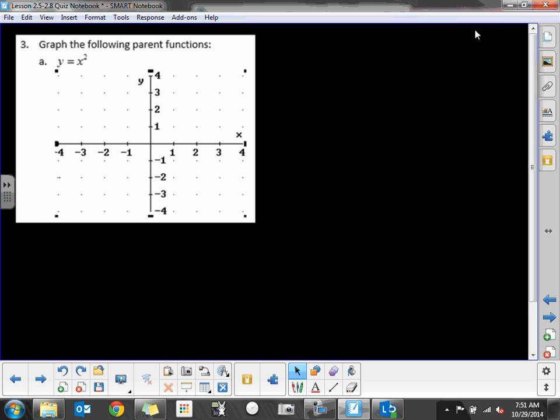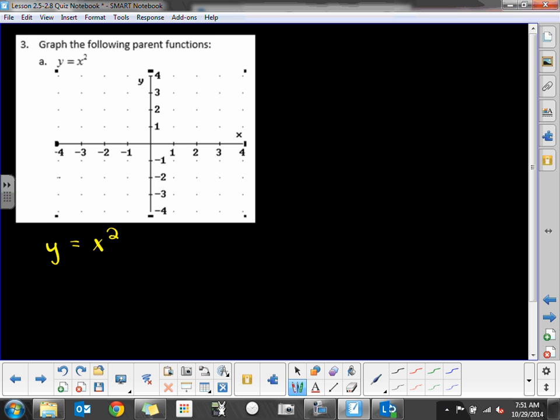In question 3, I had you graph a couple of the parent functions. The parent functions were constant, the identity, the quadratic, the absolute value, and the greatest integer function. The one that I asked you to graph on this one was y equals x squared, which is a parabolic curve, which should be U-shaped.